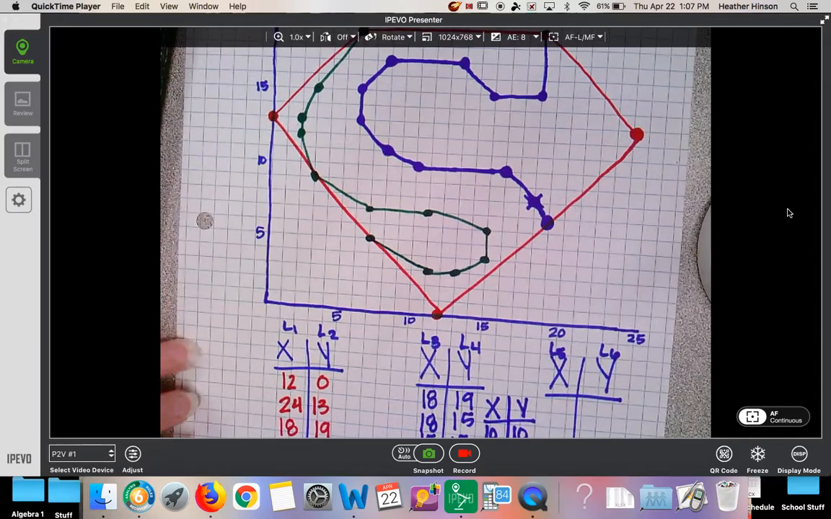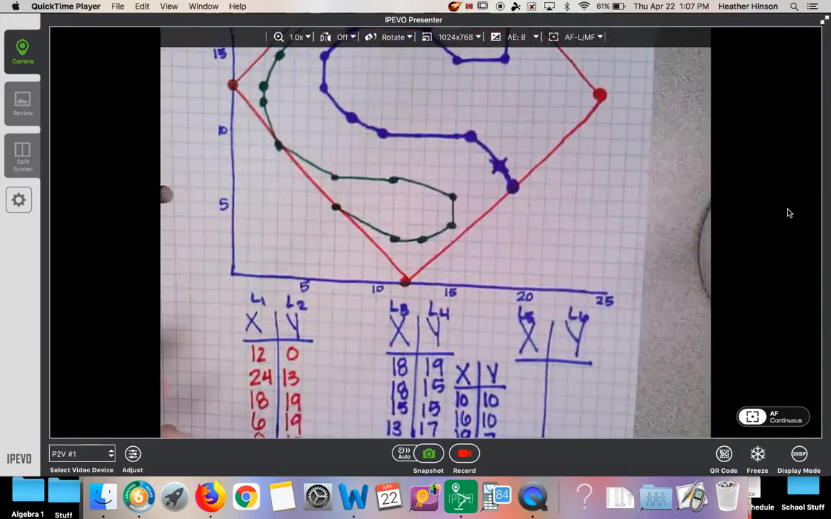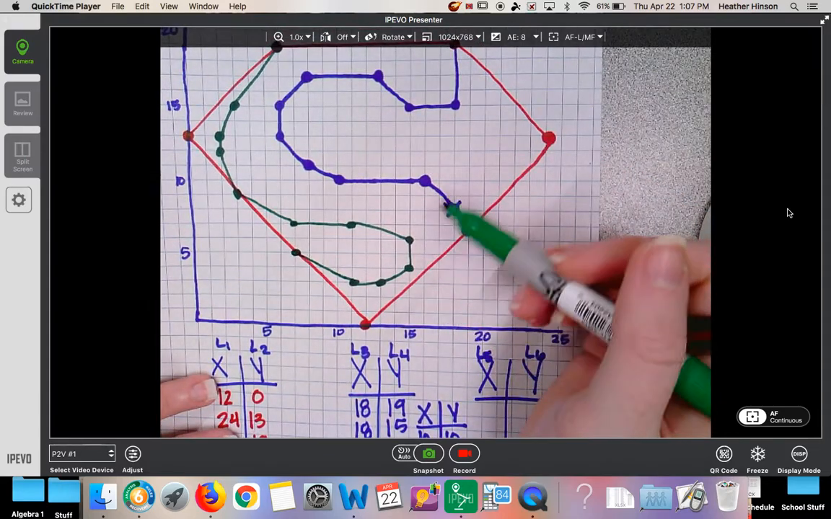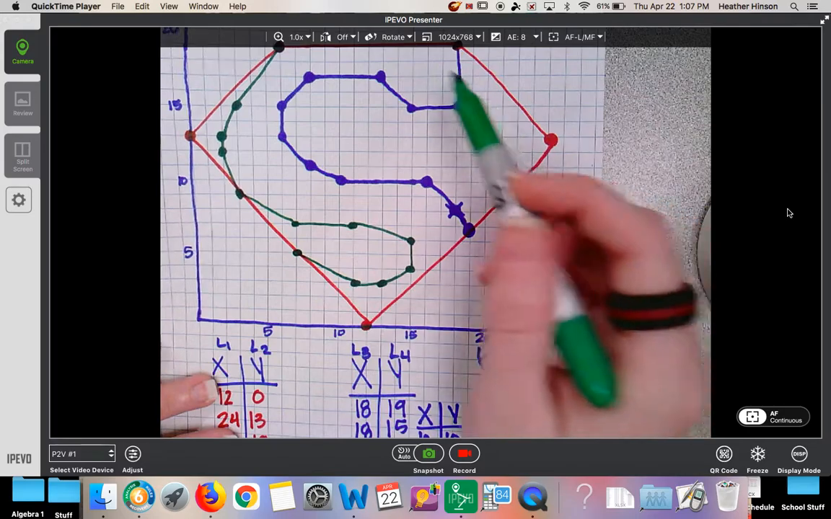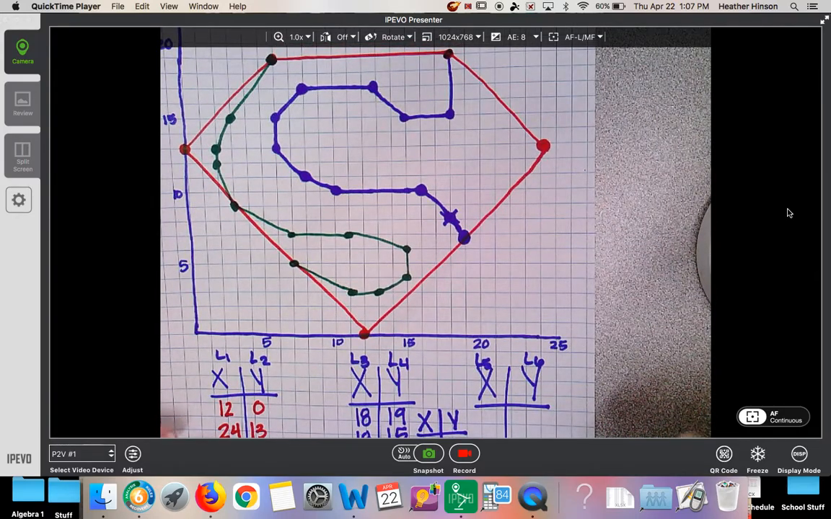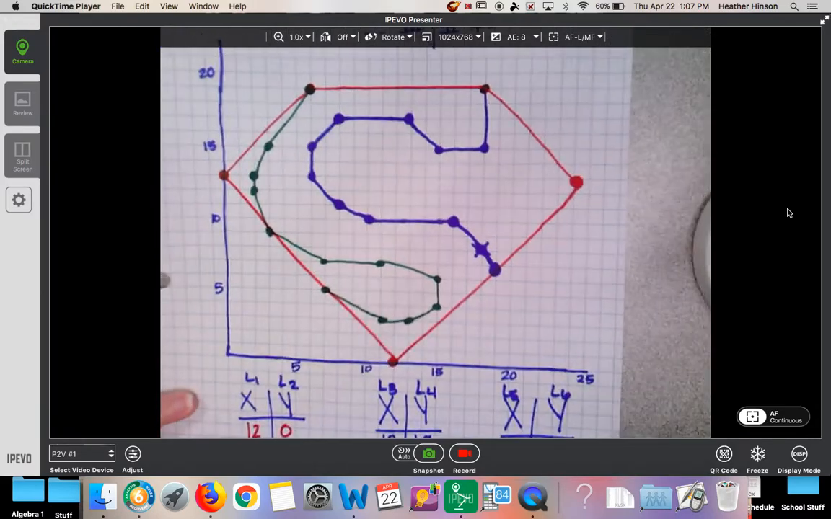And again, I'm not asking you to be an artist, but you just need to make it look like what you're trying to make it. I'm trying to make a Superman symbol, so I want it to look like an S. I'm not an artist. This is not going to be perfect. It's not going to be as good as Phineas and Ferb.